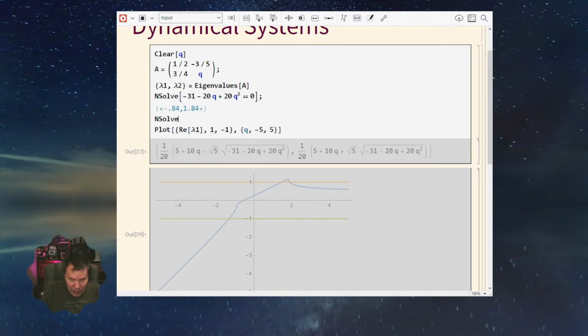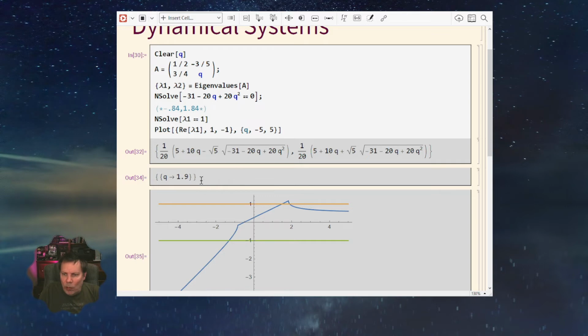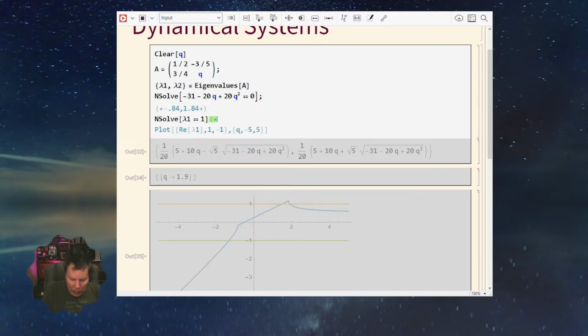I'll do an nSolve. I'll take my first eigenvalue and set it equal to 1, and I get about 1.9. I think that corresponds to this number right here. So this one right here, I wind up getting 1.9 for that answer.